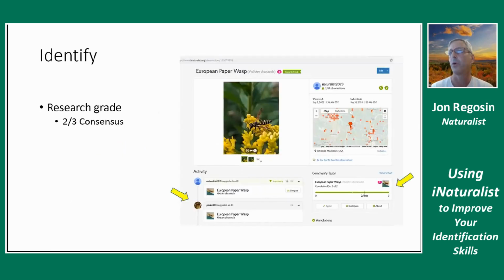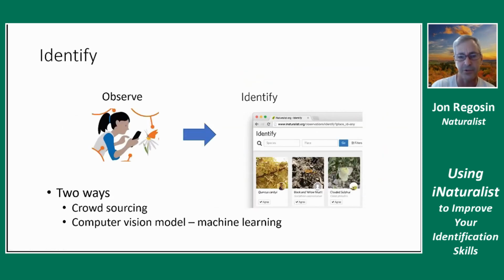So a little more on the crowdsourcing. An observation becomes what we call research grade if there's a 2/3 consensus. So at least two. So in this example here, you'll see that two people, Naturalist 2073, by the way, have agreed. So that's more than 2/3. So that's called research grade. And that's important. You know, we really want our observations corroborated by others.